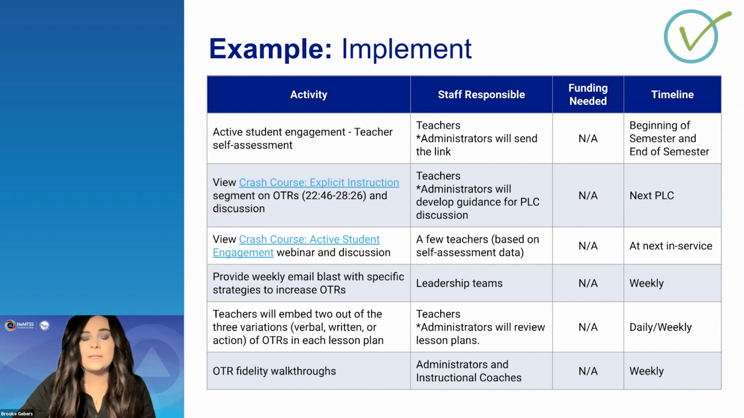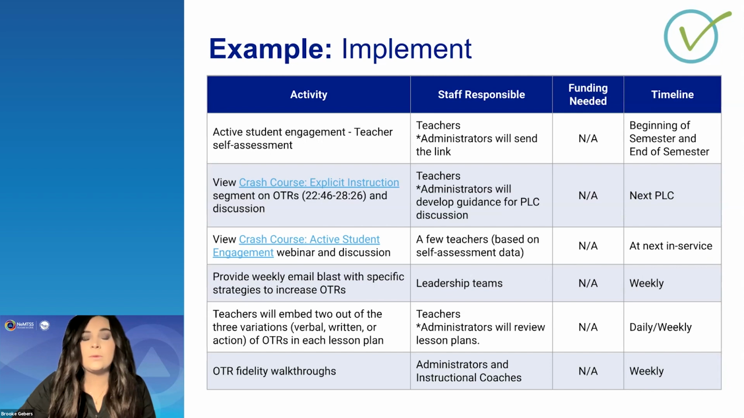After the leadership team has analyzed the active student engagement self-assessment data, the teachers who indicated they have the least amount of confidence in implementing opportunities to respond will watch the active student engagement webinar from this series and respond to the discussions within their small group at the next teacher in-service day. The leadership team will also be pushing out weekly email blasts that contain specific strategies and ideas for teachers to use to increase opportunities to respond within their own classrooms.